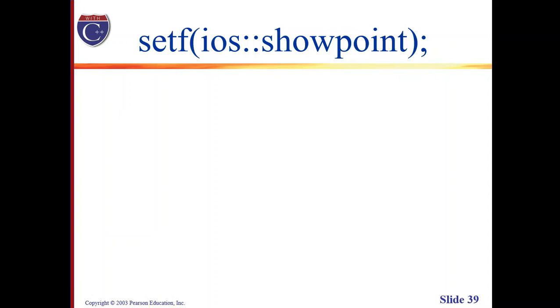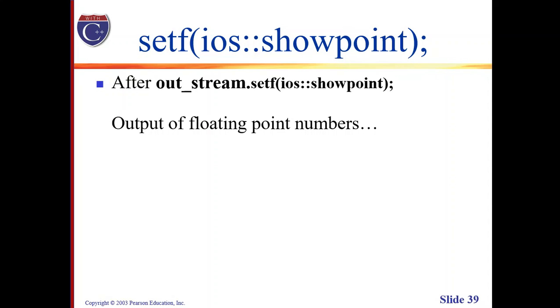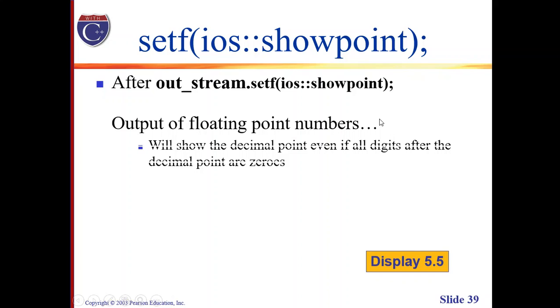And another one, the show point flag. After we call setFlag function with the following flag, in this case, IOS show point, the output of floating point numbers will, first, show the decimal point even if all digits after the decimal points are 0.